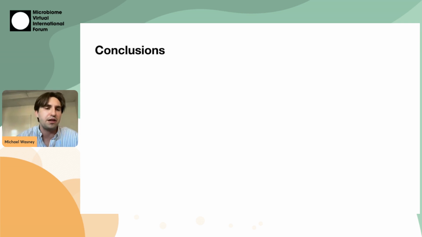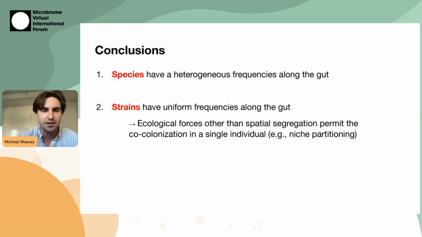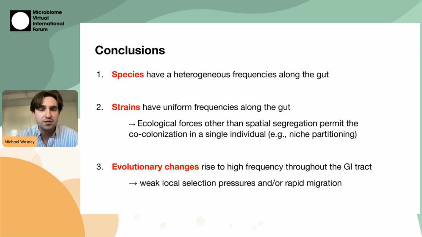So this brings me to my conclusions. One, species display heterogeneous frequencies along the GI tract, as we expect. But contrastingly, strains have uniform frequencies along the gut, indicating that some other ecological force besides spatial segregation is actually permitting these co-colonizing strains to coexist within the same hosts.